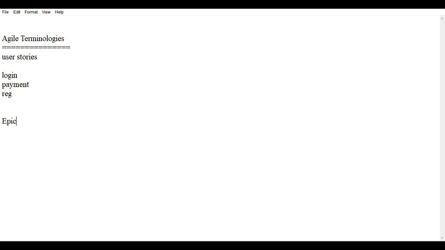Next terminology is epic. Epic is the collection of user stories. These user stories are actually derived from epic. So epic is the larger requirement and user stories are smaller requirements. Both the user stories and epic are prepared by the product owner.